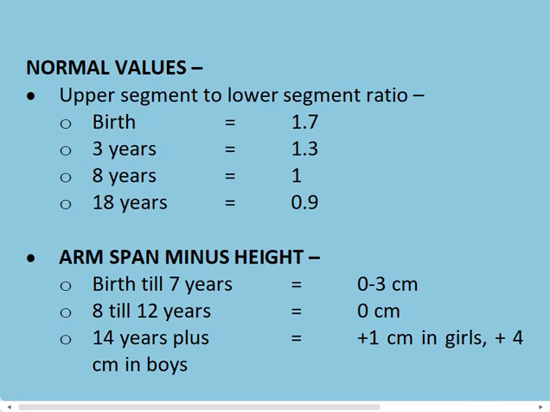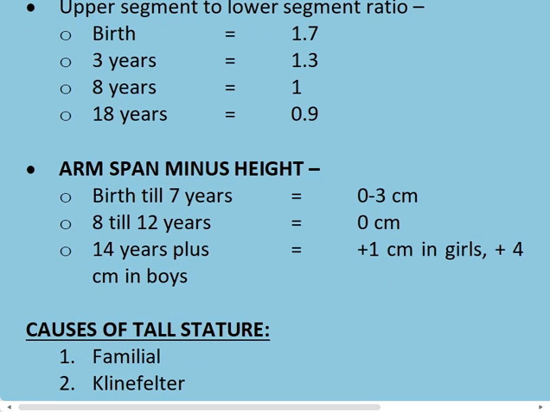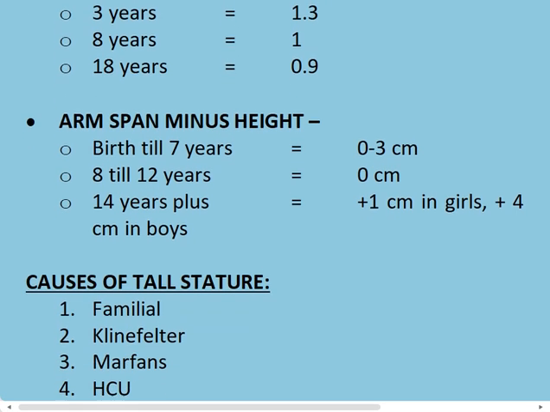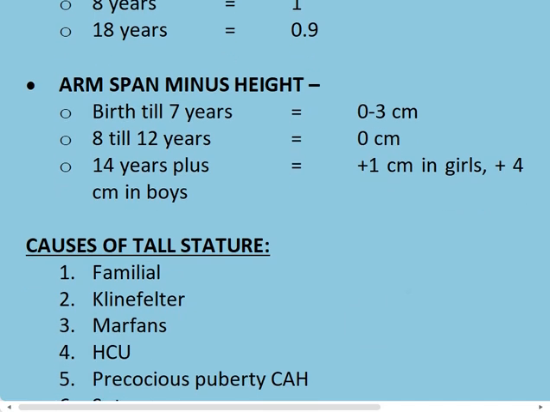So let me tell you something about the normal values. Upper segment to lower segment ratio at birth is 1.7. At 3 years it's 1.3. At 8 years it's 1, and at 18 years it's 0.9. Arm span minus height from birth till 8 years is 0 to 3 centimeter, from 8 years to 12 years it's 0 centimeter, and at 14 years plus the difference between arm span and height is plus 1 centimeter in girls and 4 centimeter in boys.